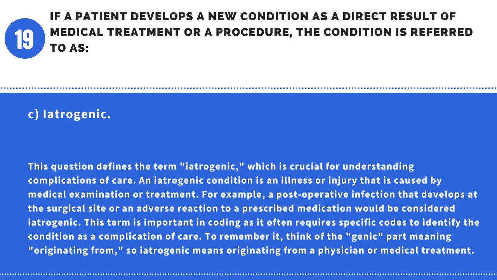Answer: C. Iatrogenic. This question defines the term iatrogenic, which is crucial for understanding complications of care. An iatrogenic condition is an illness or injury that is caused by medical examination or treatment. For example, a postoperative infection that develops at the surgical site or an adverse reaction to a prescribed medication would be considered iatrogenic. This term is important in coding as it often requires specific codes to identify the condition as a complication of care. To remember it, think of the genic part meaning originating from, so iatrogenic means originating from a physician or medical treatment.